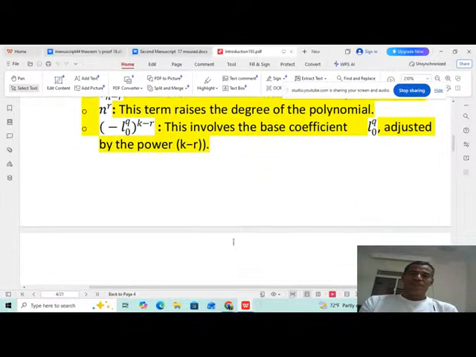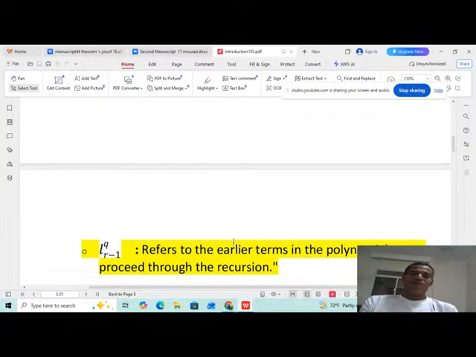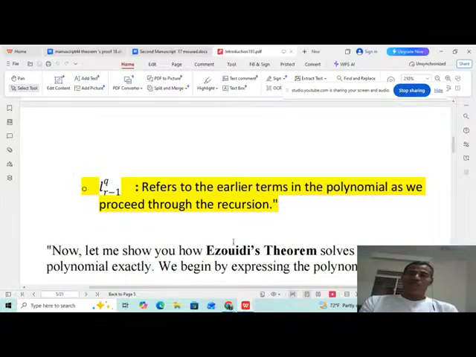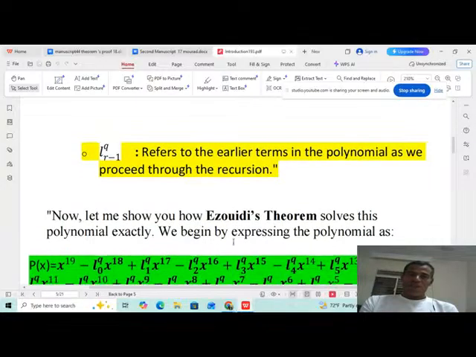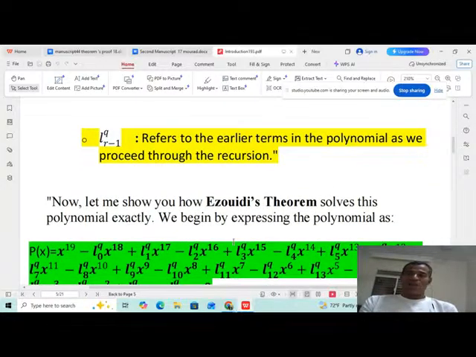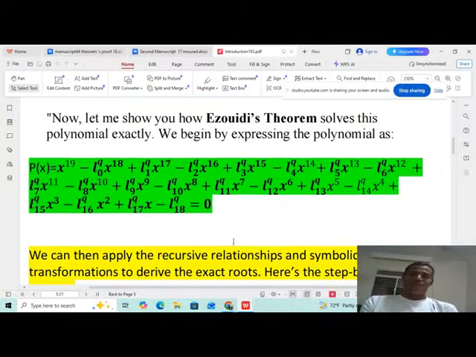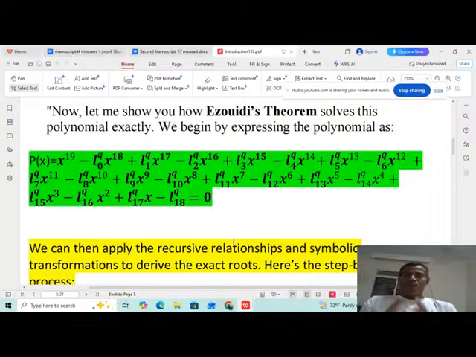We go now step by step, okay? And here also L subscript r minus 1 for the Q refers to the earlier terms in the polynomial as we proceed through the recursion. Now let me show you how Ezouidi theorem solves this problem exactly. We begin by expressing the polynomial as, okay, this is the standard form of my polynomial to the power 19. Okay, no matter if you wrote it as x to the power 19 plus L0 for the Q and you change the negative sign by plus, okay, no matter fully.